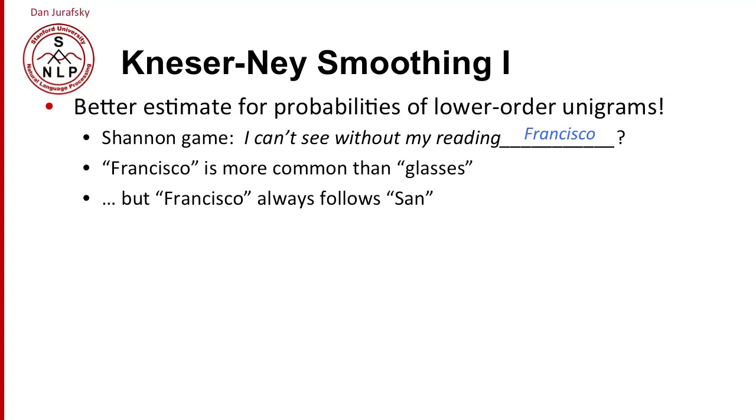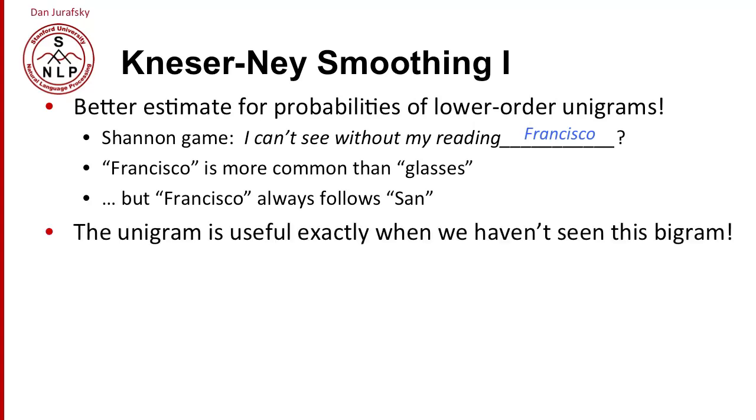But the reason why Francisco seems like a bad thing after reading, one intuition we might be able to get, is that Francisco always follows San, or very often follows San. So while Francisco is very frequent, it's frequent in the context of the word San. Now, unigrams in an interpolation model where we're mixing a unigram and a bigram are specifically useful just in case we haven't seen the bigram. So it's unfortunate that just in the case where we haven't seen the bigram reading Francisco, we're trusting Francisco's unigram weight, which is just where we shouldn't trust it.